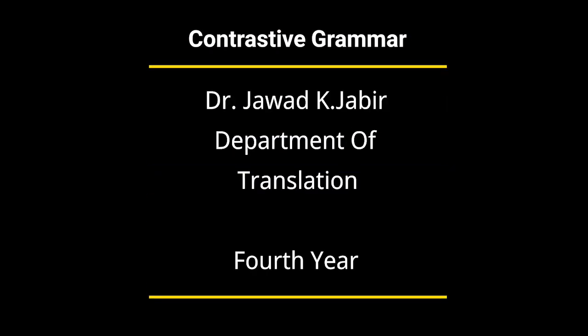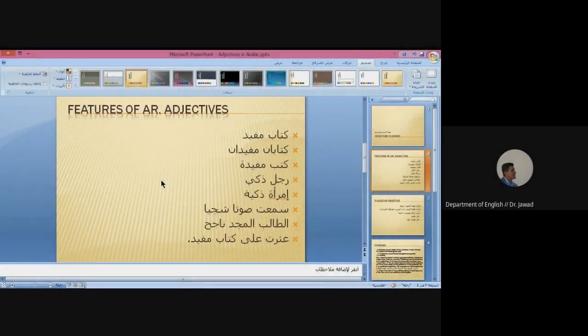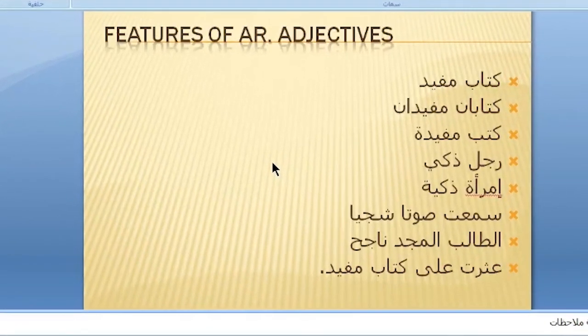The best way to see the features of Arabic adjectives is through examples, because through practice and exemplification you will understand better than by only dealing with the theoretical side. So let's start with the first one. It says kitabun mufidun. This is a phrase, not a sentence.